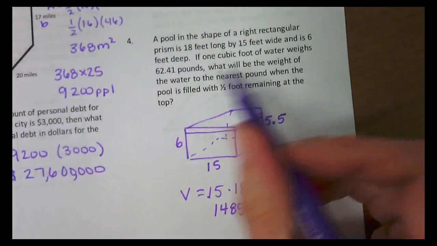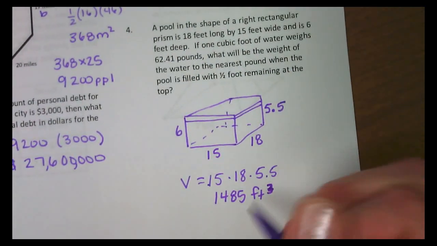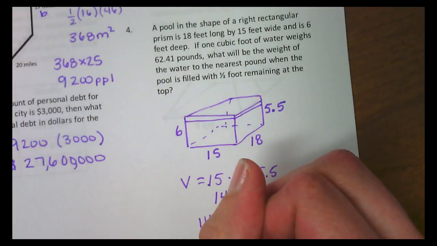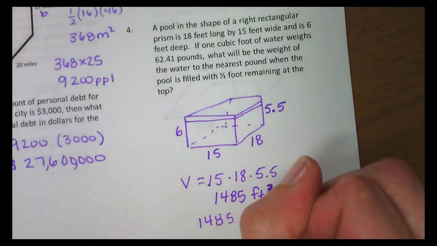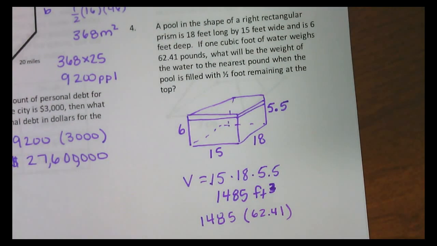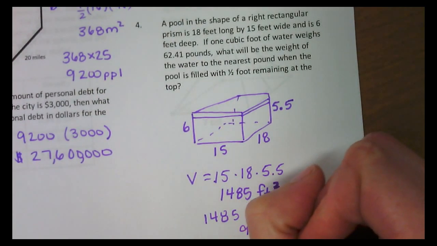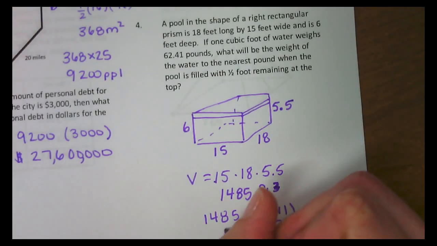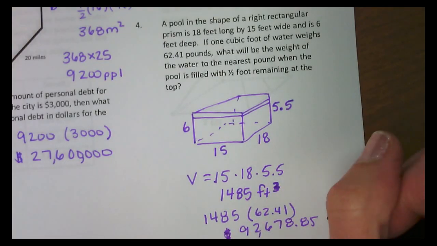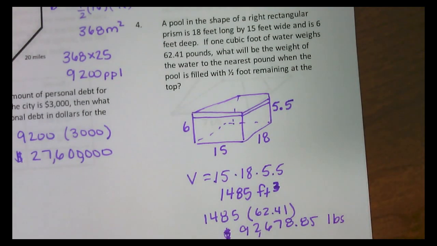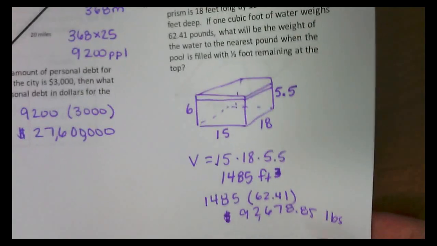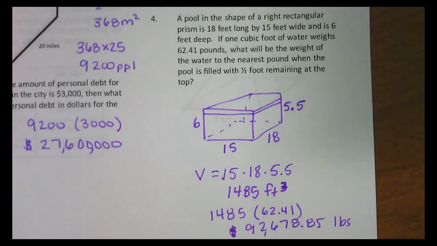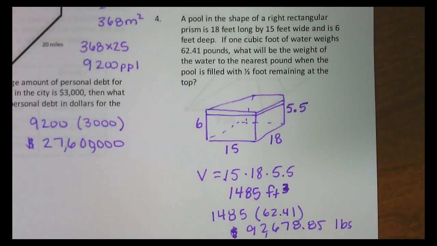It says 1 cubic foot is 62.41 pounds. So I'm going to take all my feet and multiply by 62.41. So I've got 92,678.85. Oops, not money. Pounds. Okay, pounds. I'm going to stop the video here and make a new video for the next page.